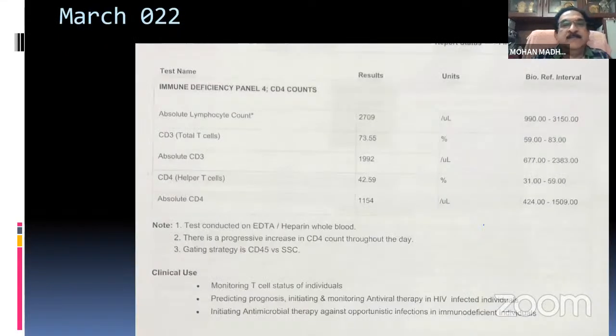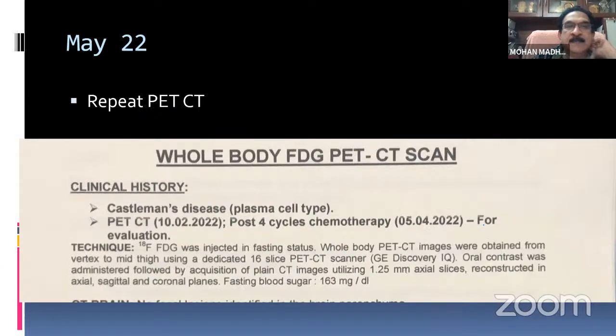Then an immunodeficiency panel was done, which was all normal. His absolute lymphocyte count, CD3, CD4, all normal. Then to find out the progression of the disease, they did a repeat PET CT in May 22. Initially, it was done in February. Then in the 5th month, they did it again.